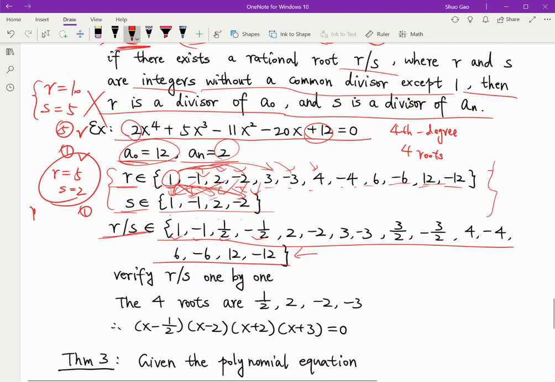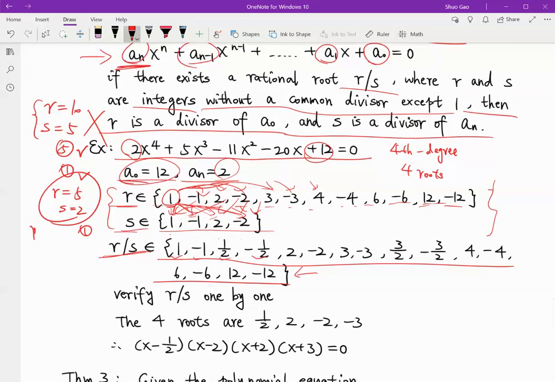And then, okay, it takes a lot of time. What we're going to do next is verify R over S one by one, right? One by one. That means first we choose the root to be 1, and then we plug x equals 1 into this equation and find out if it holds. So for example, x equals 1, plug in. This is 2 plus 5 minus 11 minus 20 plus 12. But this is not 0. Right? So 1 is not a root. So we cancel that out.